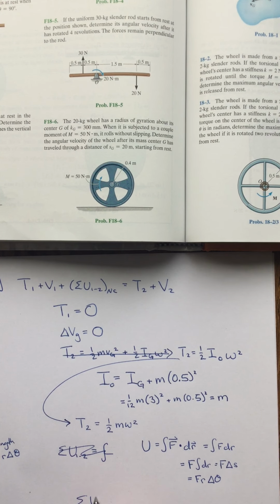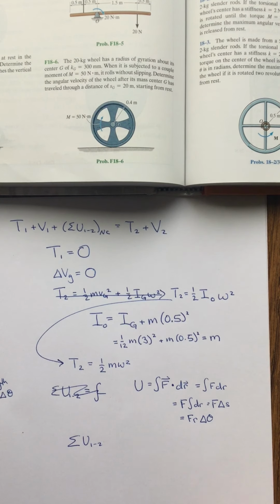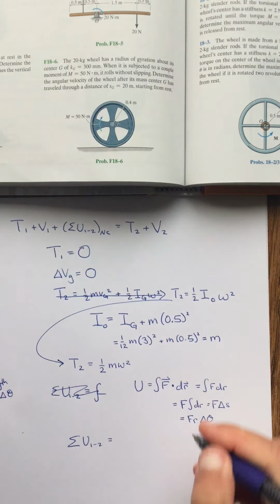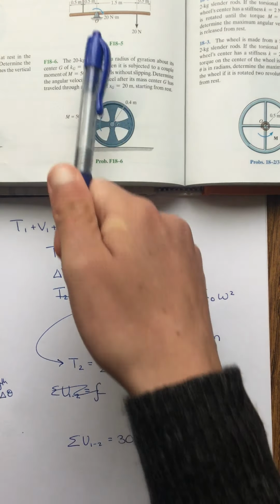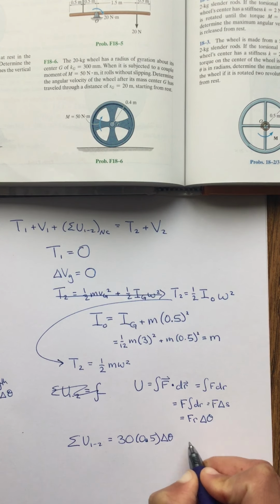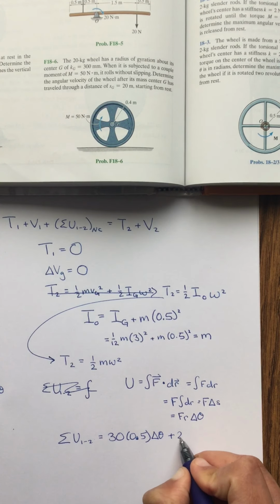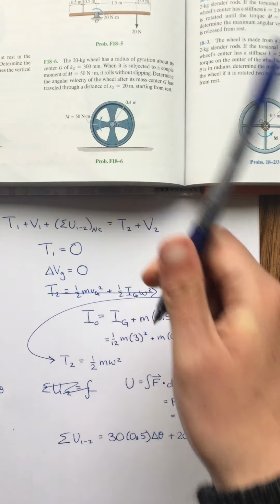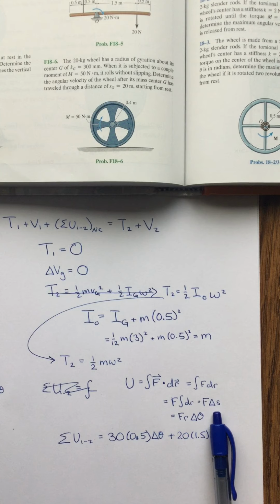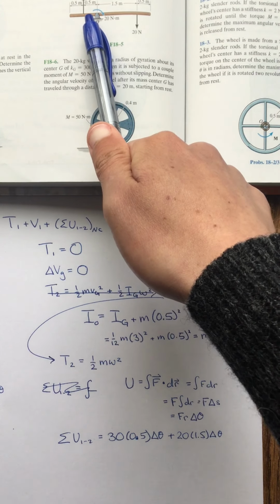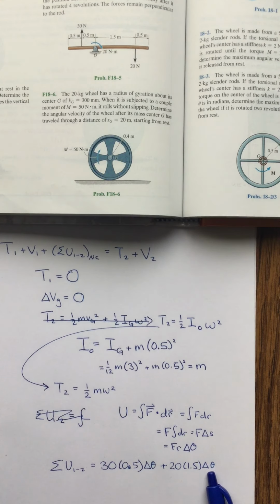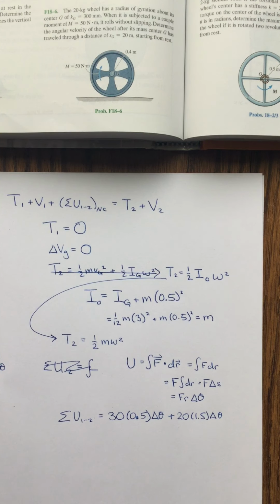Then I have to do the sum of the work done. For each force, the work done is positive. I have the 30 Newton force, so that's 30 times this distance here, which is 0.5, times delta theta, plus for this force, it's 20 Newtons times this distance, which is 1.5, times delta theta. So delta S is not the same for both those points. Since this one is closer to point O, it travels through less distance than this point here, but delta theta is the same for both of those points.